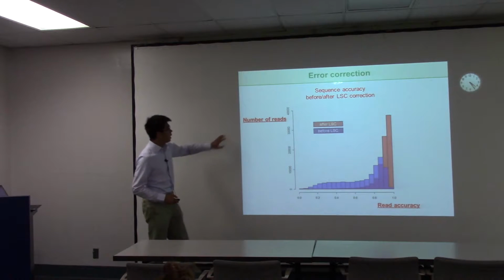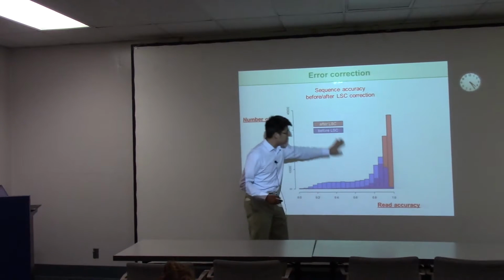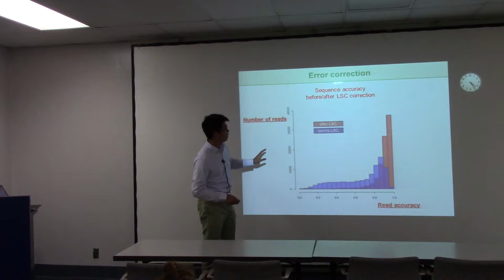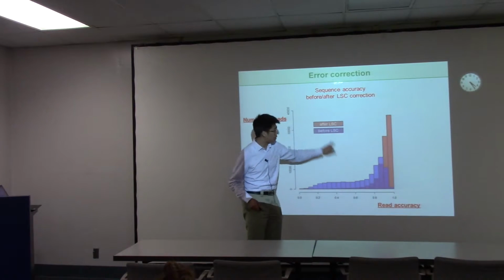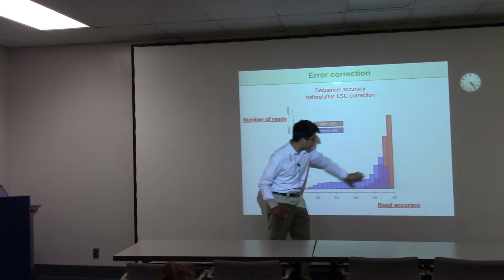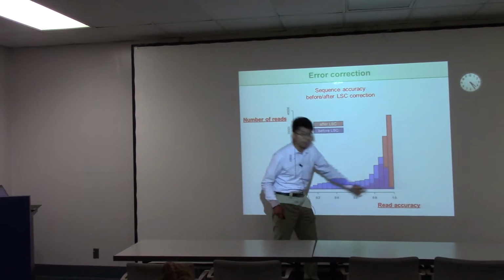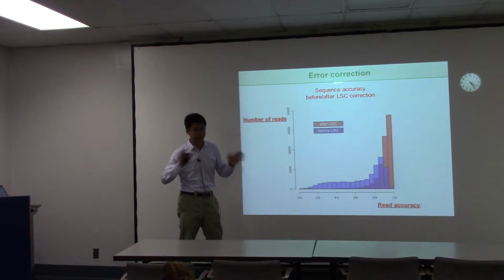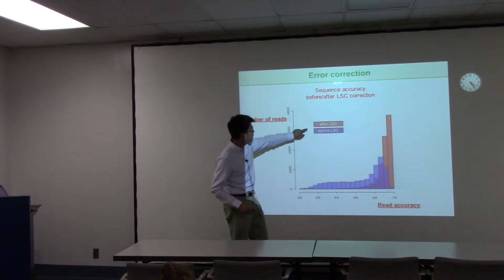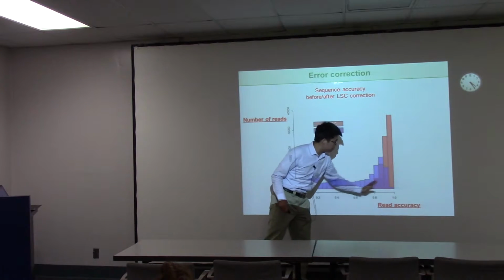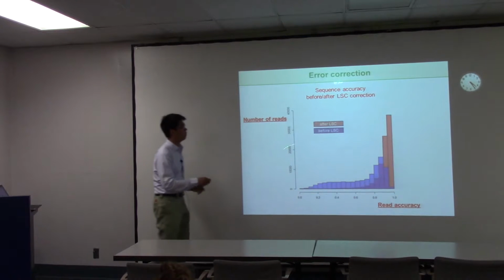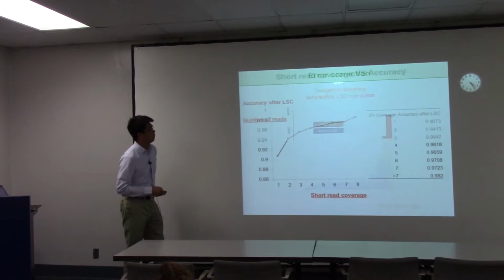Before and after error correction, this is something we had when we published the paper, but actually the performance is much better now. In these original versions, we find that the raw data have a peak at about 85% accuracy, because the error rate is about 15%. And after error correction, most of them moved to about 90%. So you have a much better accuracy after error correction.